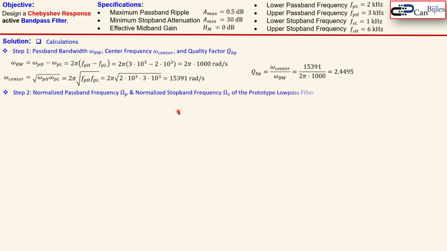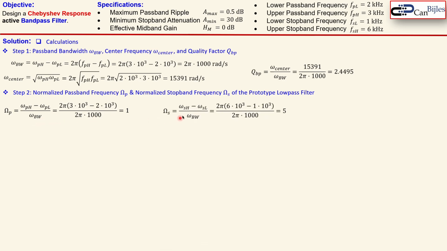Step 2 is the normalized passband frequency and normalized stopband frequency of the prototype low pass filter. As we said in the previous examples, we always start with the design of a low pass filter, and then we will transform that to the bandpass filter. This is the normalized passband frequency. This is normally always 1, so I will just show you the original formula also. So you'll see here again a difference between the upper and the lower, and then again the passband bandwidth. That will result in 1.